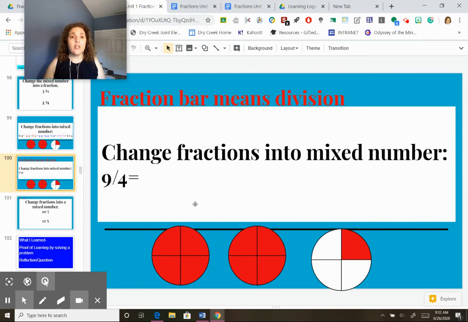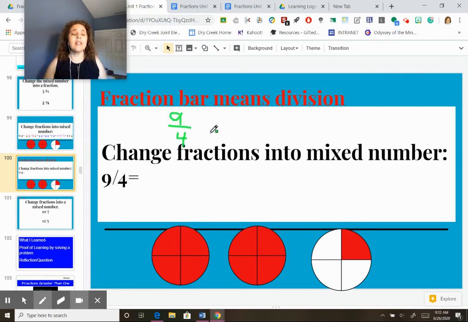All right. So in order to do the shortcut, you got to know that the fraction bar means division. So the fraction bar, let me rewrite this, 9/4 over here. This fraction bar means division. So stop the video and write that down in your math notebook because that's very, very important. The fraction bar means division. Okay, and then come back to me.